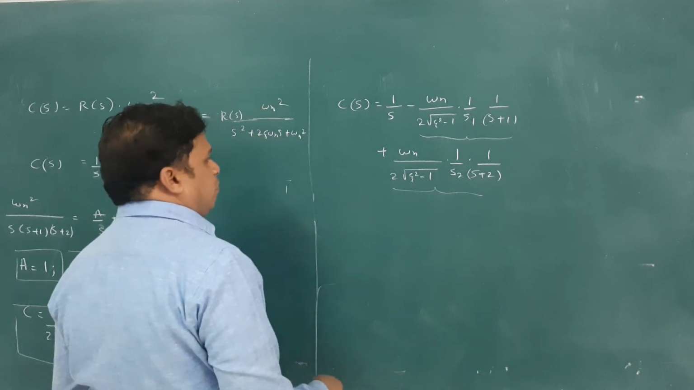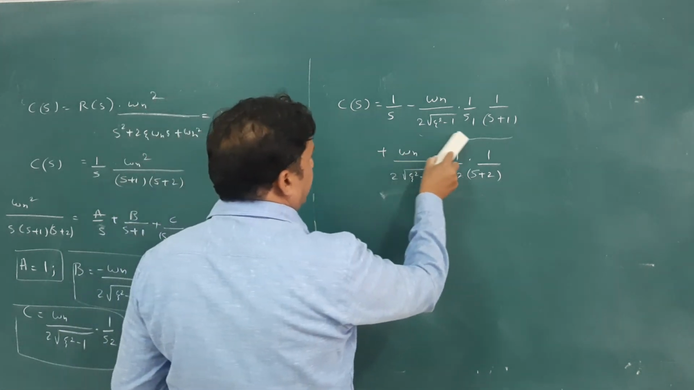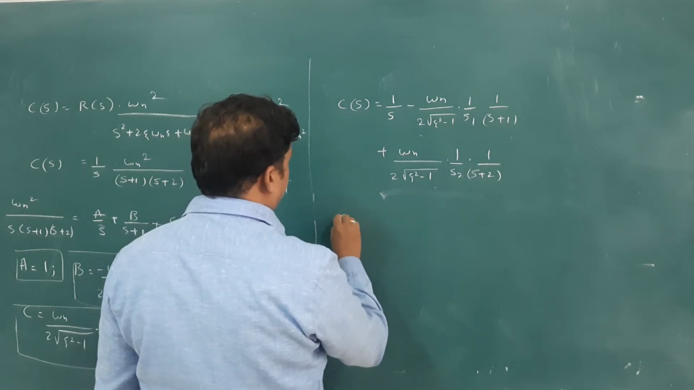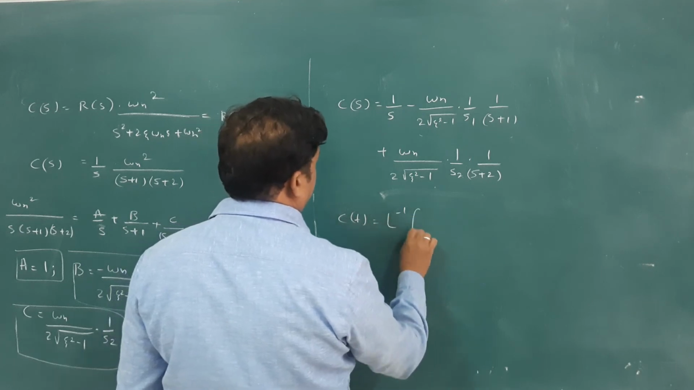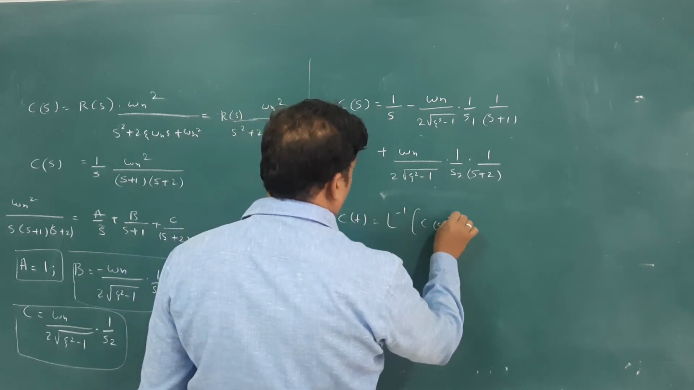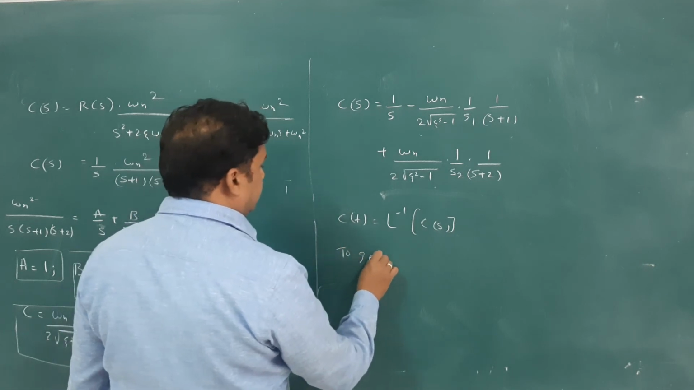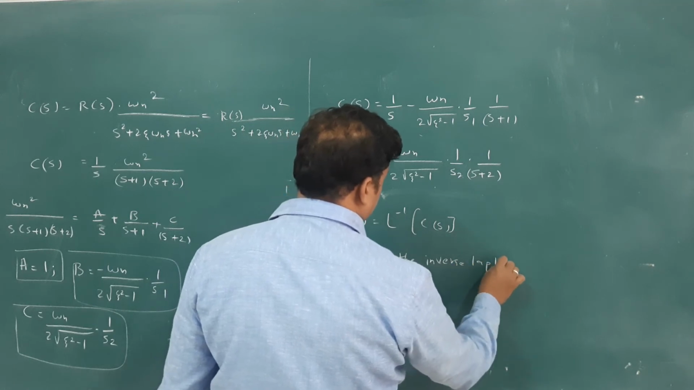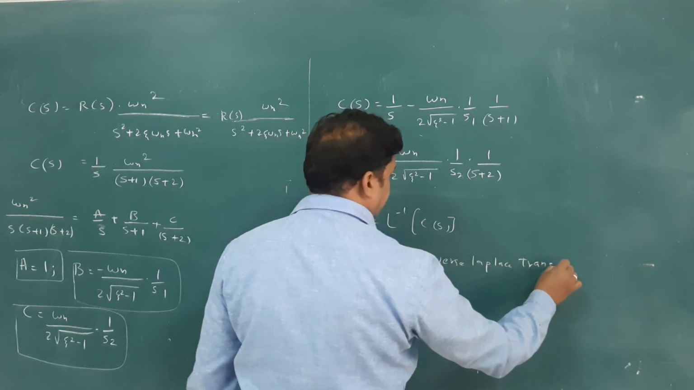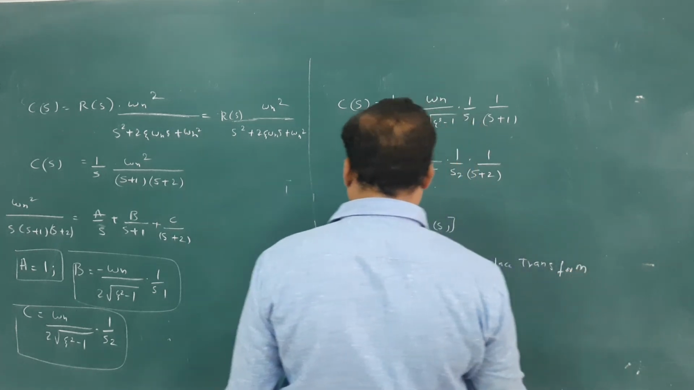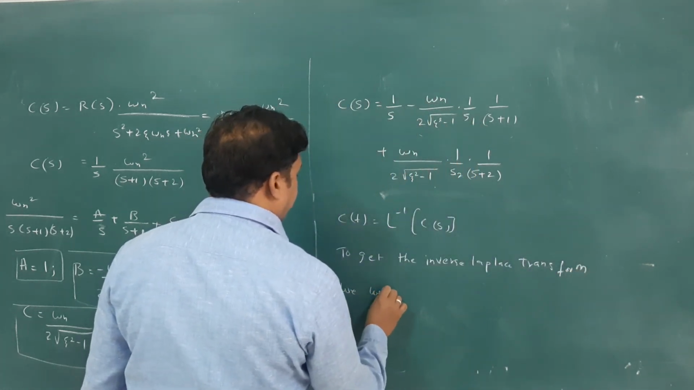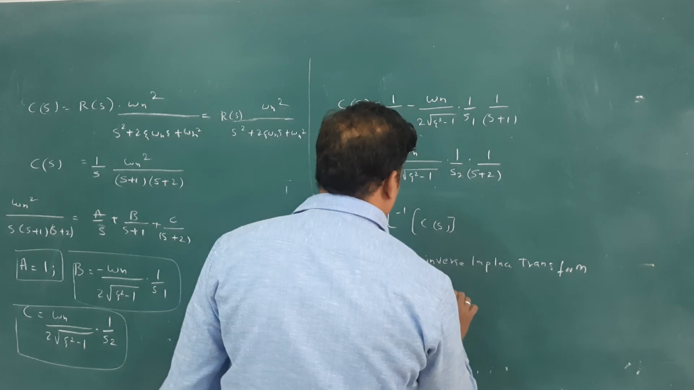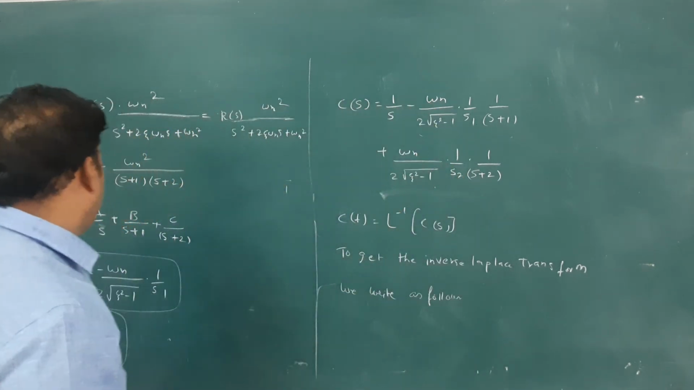Now what we do here is take the inverse Laplace transform. C of t is equal to L inverse of C of S. To get the inverse Laplace transform, we write the equation as follows, and that equation will change to a C of t value now.